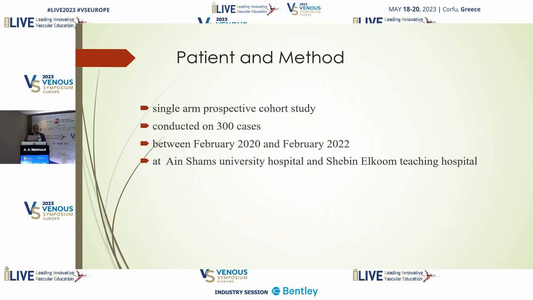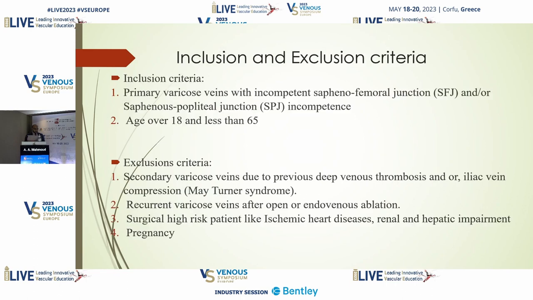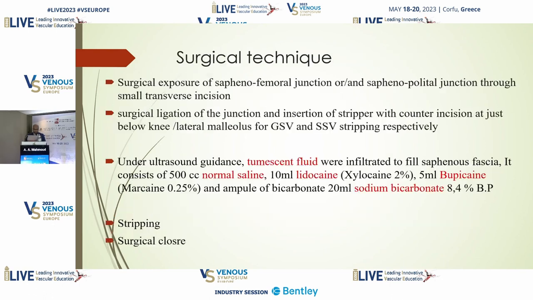Patients and method: a single arm prospective cohort study conducted over 300 cases between February 2020 and February 2022 at 2 hospitals. Inclusion criteria: primary varicose vein with incompetent saphenofemoral and/or saphenopopliteal junction, age over 18 and less than 65. Exclusion criteria: secondary varicose vein due to previous deep venous thrombosis and/or iliac vein compression, May-Thurner, recurrent varicose vein after open or endovenous ablation, surgical high risk patients like ischemic heart, renal, hepatic, and pregnant patients.